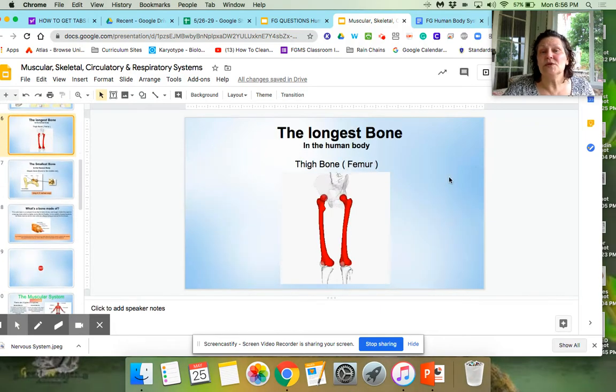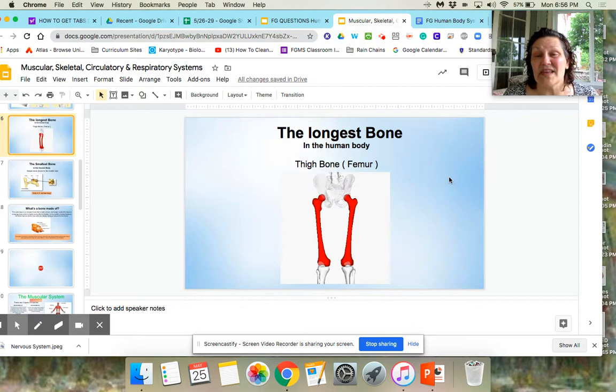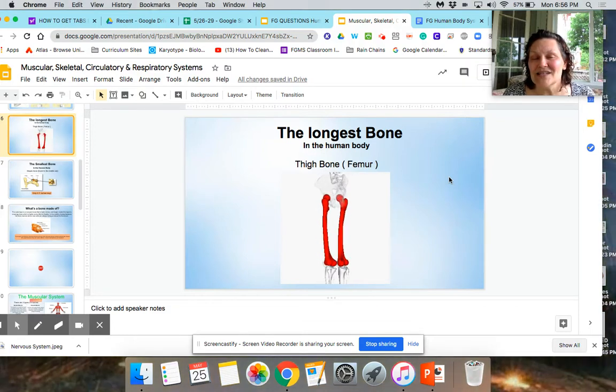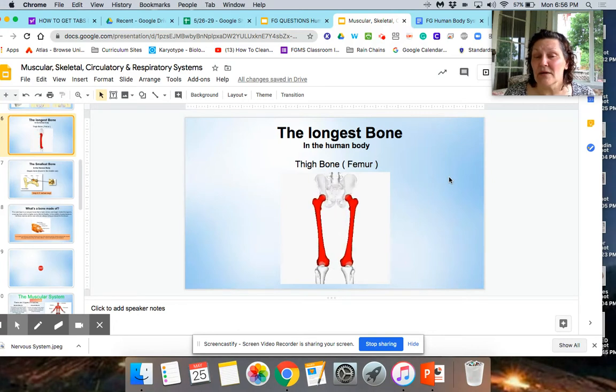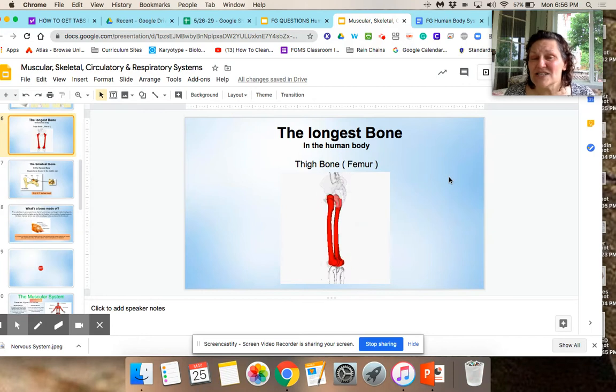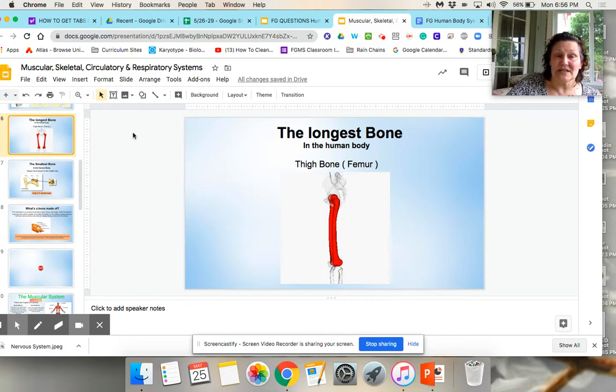Okay, so we look at the longest bone in the body. The longest bone is the femur, which is another word for the thigh bone, and it's also one of the thickest bones. And the fact that it's one of the thickest bones means that it is really, really hard to break. But people do. People playing hockey have broken it. I've heard of people breaking it in car accidents, really bad falls. So they're really strong, but there's a lot of pressure to break one of those. That's the longest bone in the body.